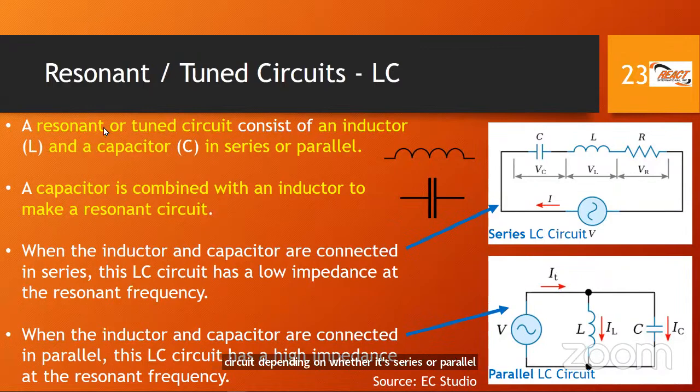But what you need to learn for the exam are these first two bullet points. Note here, the second one says, a capacitor is combined with an inductor to make a resonance circuit. That's saying the first bullet point in a truncated way. Again, both of these are exam questions. You have the inductor, you have the capacitor, you put it in a circuit, and you now have a tuned circuit or a resonant circuit.